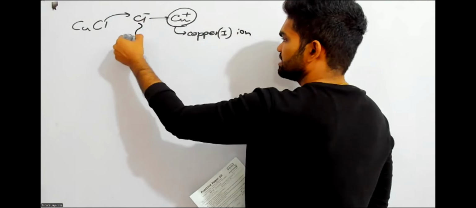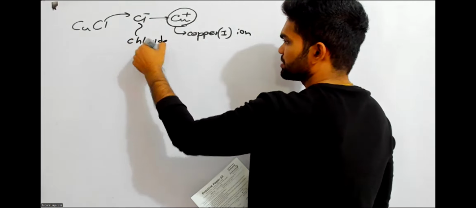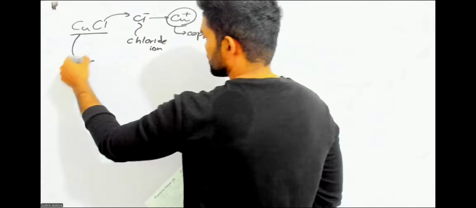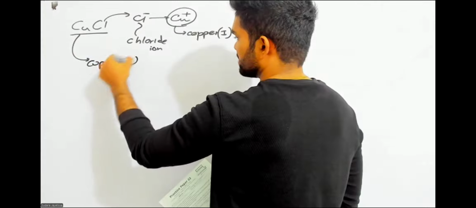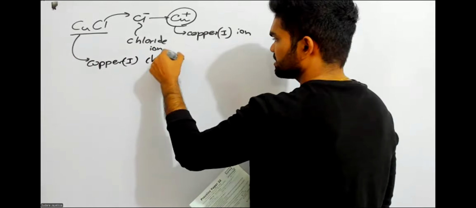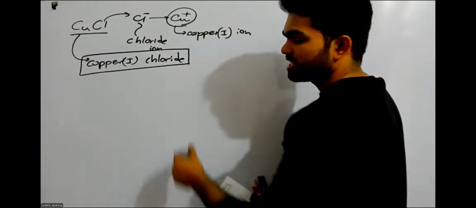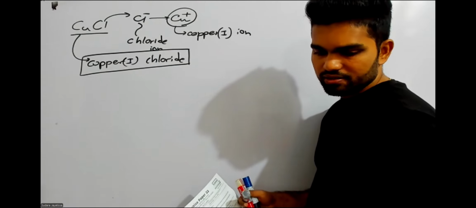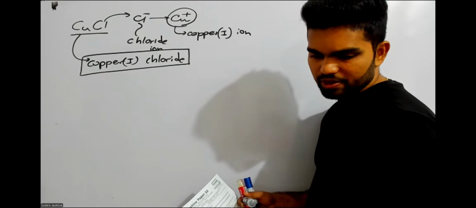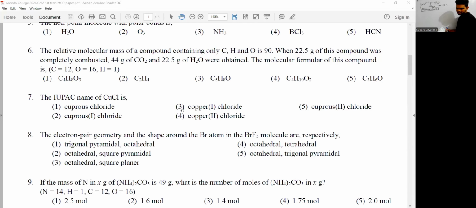And this is simply chloride ion. So the compound must be copper 1 chloride. This is the answer. So let's see which answer gives that one. Copper 1 chloride. See, answer 3. So don't say cuprous. Cuprous chloride is also a correct name, but it's not according to the IUPAC nomenclature. It's for the trivial nomenclature. Right, copper 1 chloride. Easy question. Go to the next one.